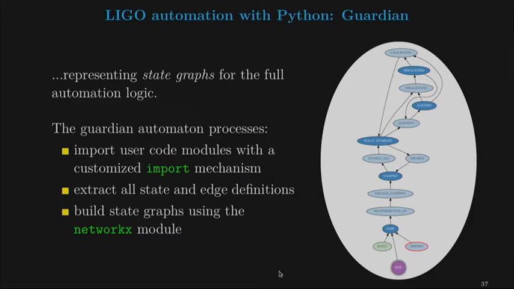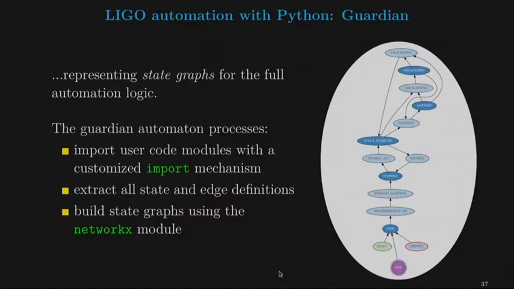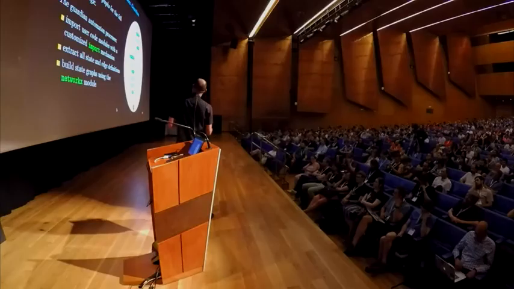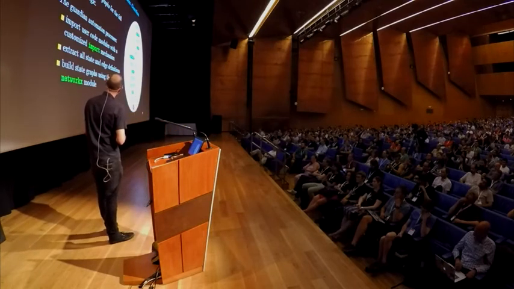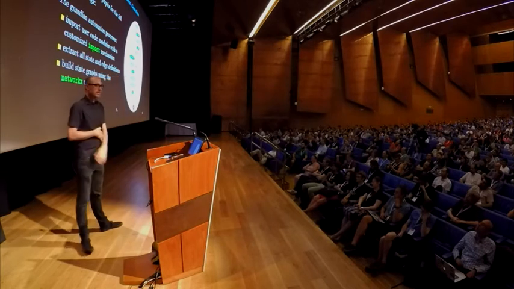So what Guardian does is it takes the modules that describe these state graphs, it imports them. Because Python is so powerful and you can get into the import mechanism so easily, you can basically load the module, scan it for all of these guard state definitions, extract all the states, look for the edges definitions, put that all into the NetworkX module, which is a really sweet module for doing basically graph analysis, network analysis. If anybody has to do network analysis, I highly recommend this package. And then it builds these graph representations.